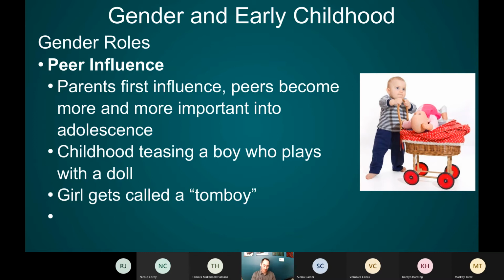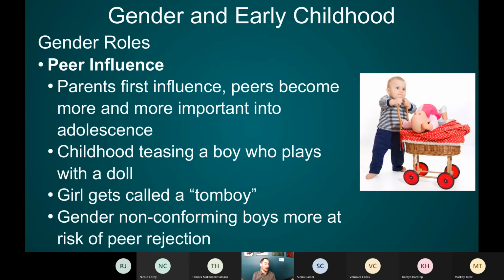But going back to this point in early childhood, it is seen as a risk factor. So having this kind of bullying or teasing for being gender nonconforming is a risk factor for both boys and girls. But it does tend to be gender nonconforming boys that are more at risk of peer rejection and other things. So it's a risk factor for both, but it's a higher risk factor for gender nonconforming boys.